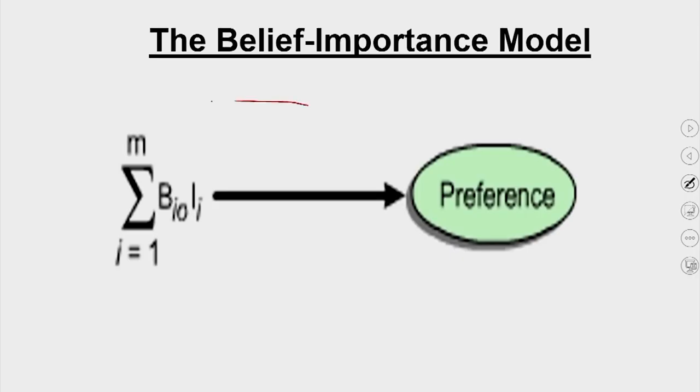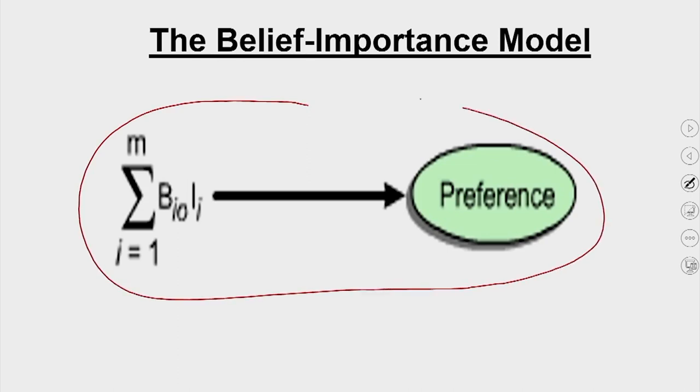So, how does the belief importance model actually look? The belief importance model is a formula like this, where the preference towards a particular brand is defined in terms of the summation of B_ij times I_j, where B_ij is the belief about the ith brand, and I_j is the importance of that particular attribute.